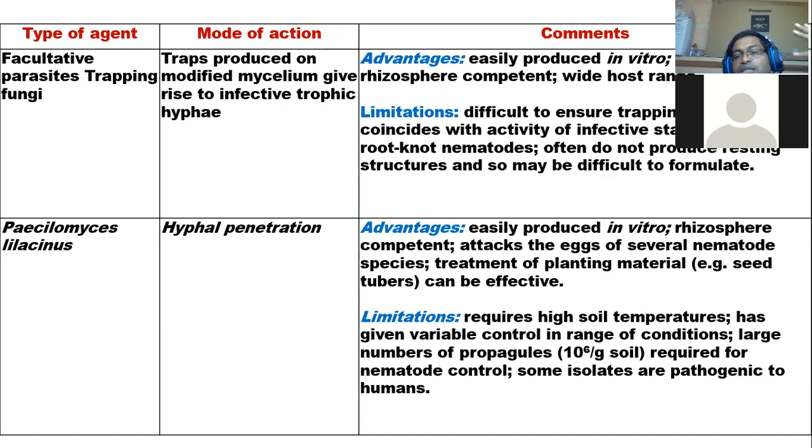Another thing is that environmental conditions also favor the development of the biocontrol agent. If the environmental conditions favor the development of the biocontrol agent, then it can easily minimize the nematodes by killing them. Especially Paecilomyces attacks the eggs of several nematodes. Their target is the egg, hyphal penetration kills the egg, but you have to apply it at high soil temperature, it requires that. And you have to apply it at 10 to the power 6 CFU, colony forming units. A large amount of propagules is needed to minimize the nematode at the recommended level.